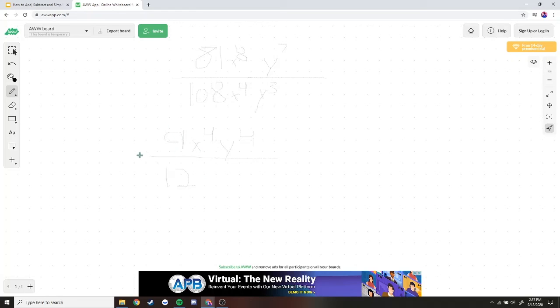Now we can even simplify this again because we have a common factor between 9 and 12. So 3 goes into 9 and 3 goes into 12. How many times does 3 go into 9? Well, 3 times. And how many times does 3 go into 12? 4 times. So then we just carry on our x to the 4th and y to the 4th. This is our answer.